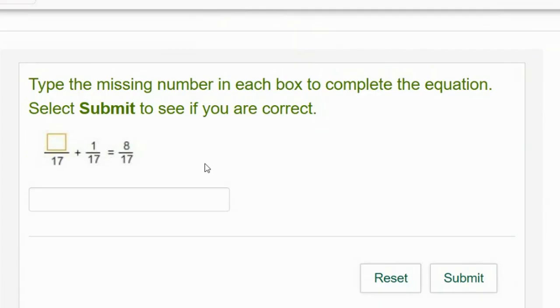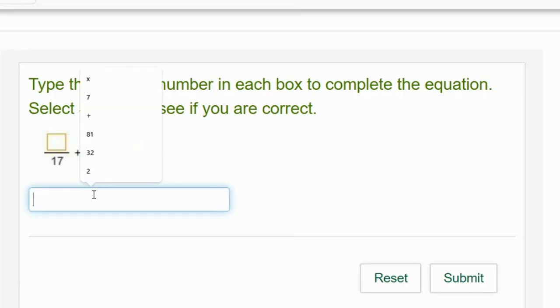Now, the secret to remember, and it's been a while probably since you've been adding fractions, you have to have the same denominator in order to add fractions. Well, we do. We have 17 as the denominator in both of these fractions. And so when you have the same denominator, you just keep the denominator and add the numerator. So absolutely, you guys have got it. 7 plus 1 equals 8.